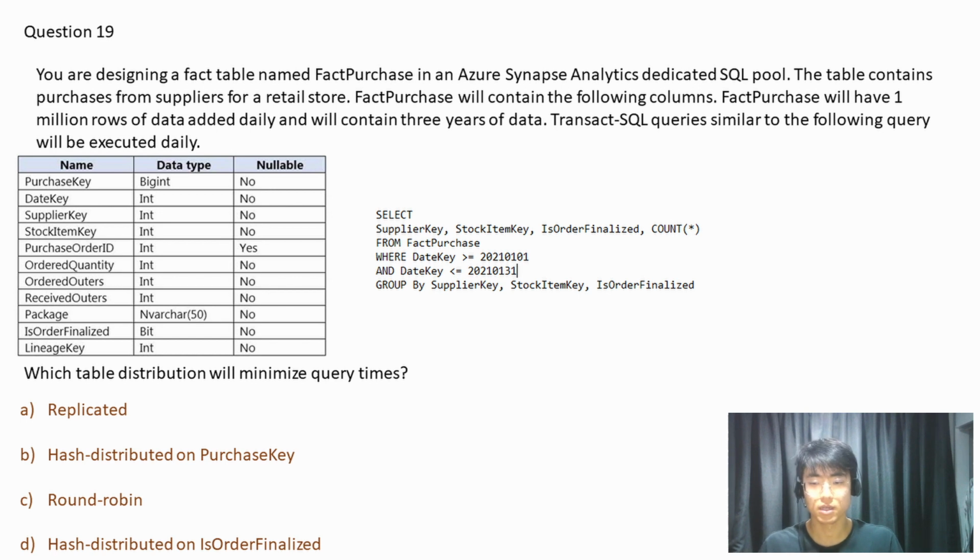There will only be 2 unique values there, so we can rule that out. So the correct answer here is B, hash distributed on purchase key.